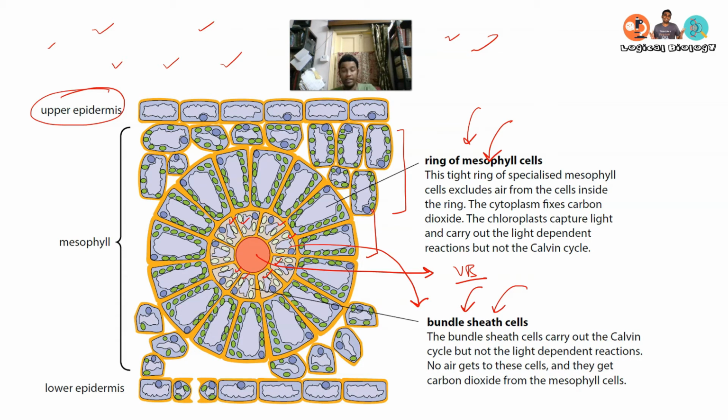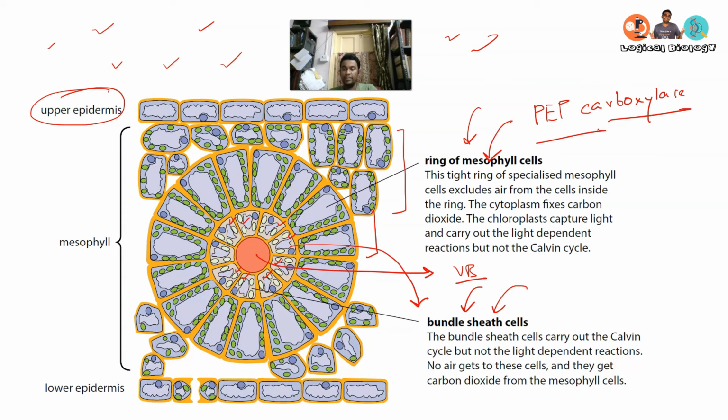But for that, we need to have an enzyme. Now, here comes the second enzyme, which is very important for C4 plants. The enzyme which is present in the mesophyll cells in place of Rubisco is known as PEP carboxylase.